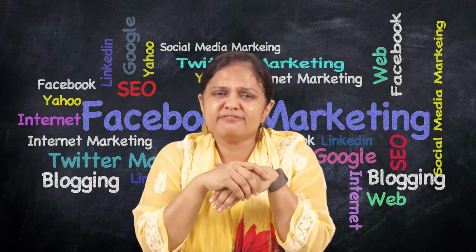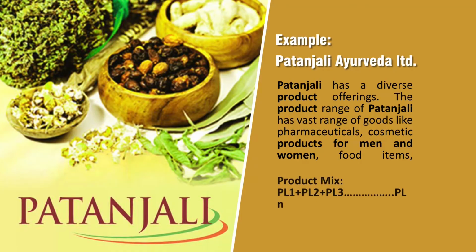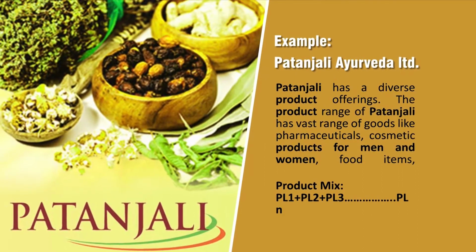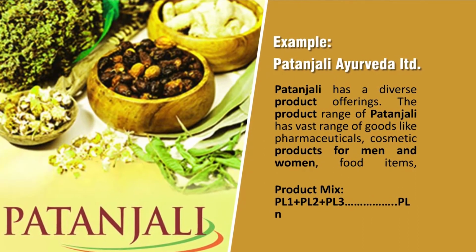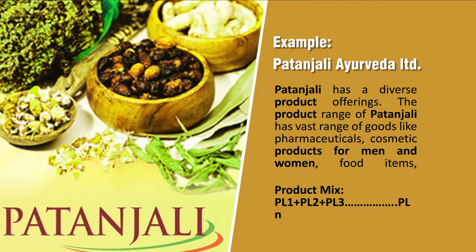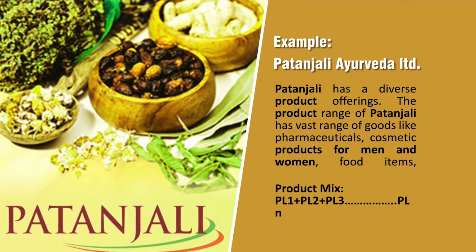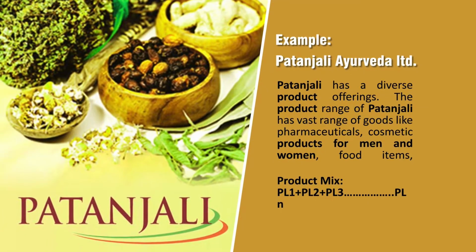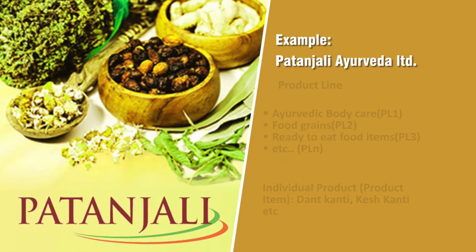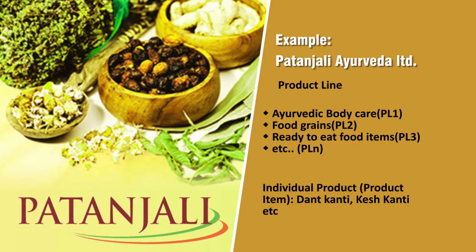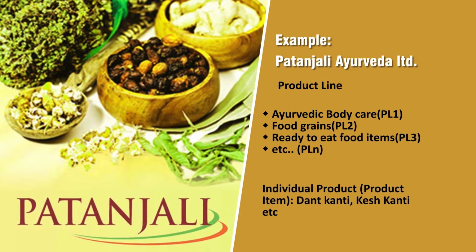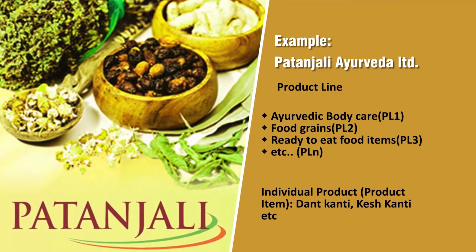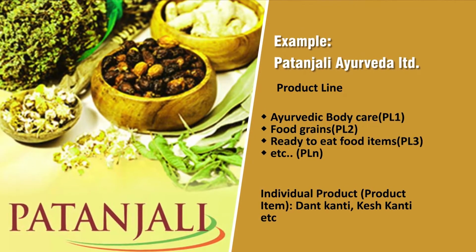So again, if we say what is product mix, it is product line 1, product line 2, product line 3, and likewise whatever number of product lines Patanjali Ayurveda Limited has; if you add them, it becomes the product mix. And if you talk of a separate range, that will become a product line. Say for instance, in this case, we have taken Ayurvedic body care, maybe this is product line 1, food grains maybe product line 2, ready to eat food items product line 3, and so on and so forth, they have various other product lines.